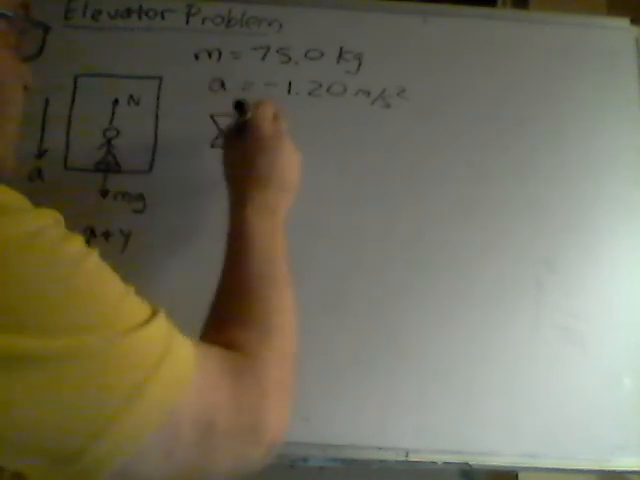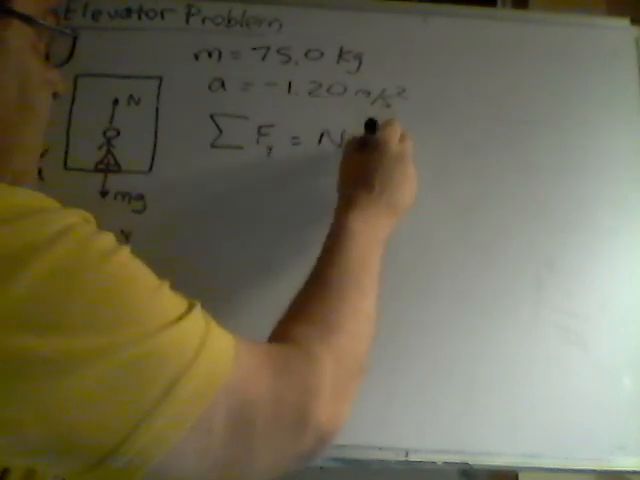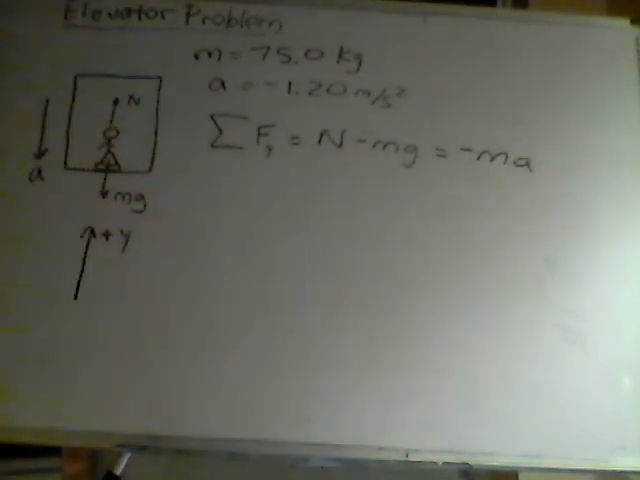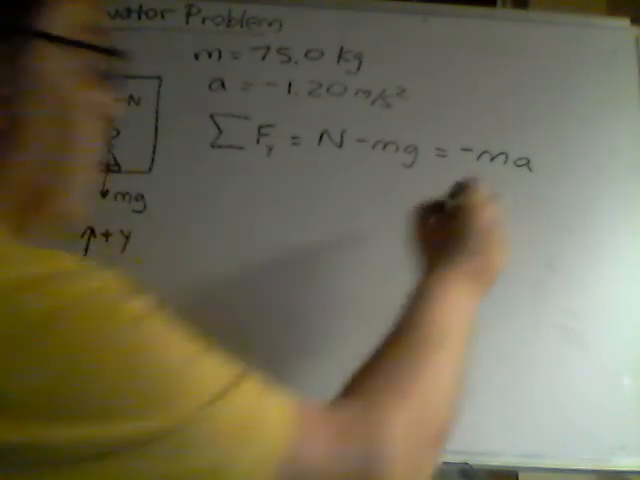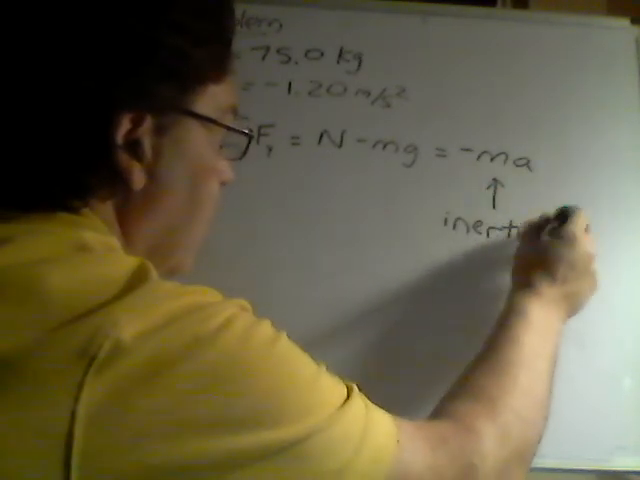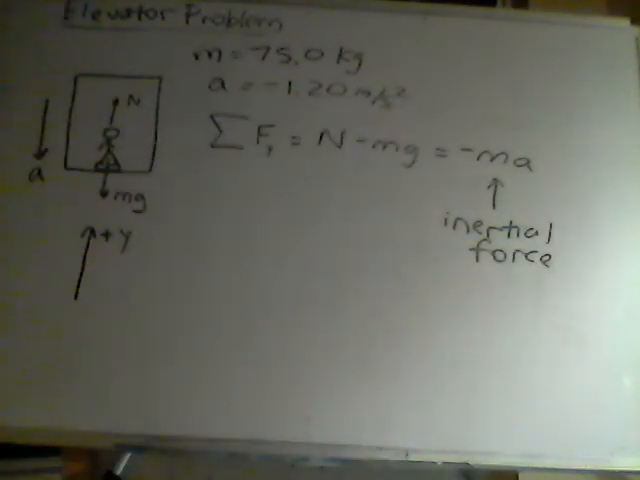Now what does Newton's second law look like? The sum of all forces in the y direction, again, is normal force up minus weight down equals negative ma. Now you have a downward inertial force. The right-hand side of Newton's second law is always called an inertial force. I don't know if I made a point of that, but it's not your regular forces. It's actually a force that's equal to ma, and it's called inertial force because it deals with the kinematics.